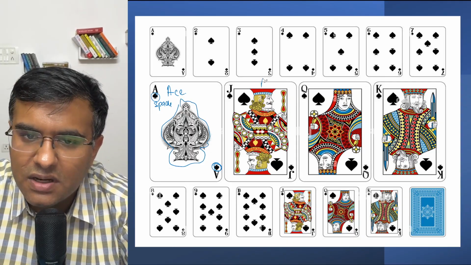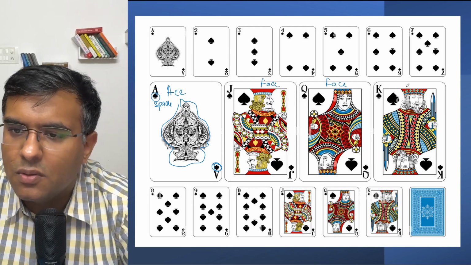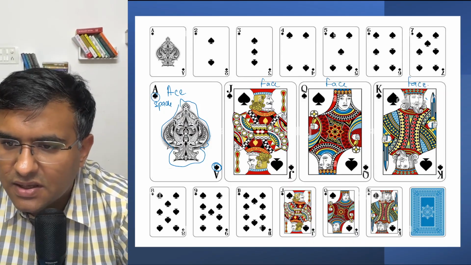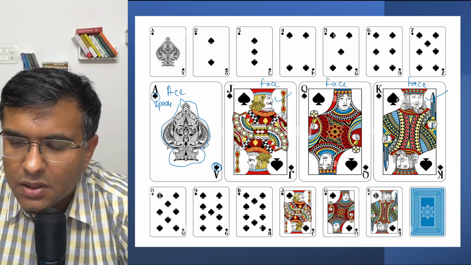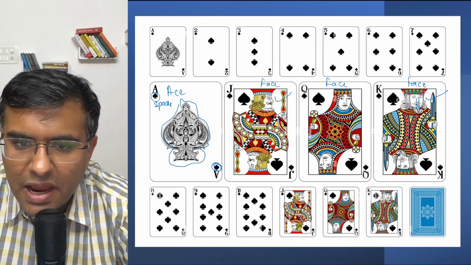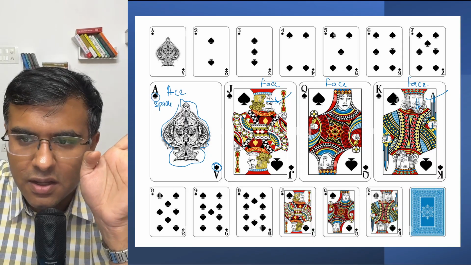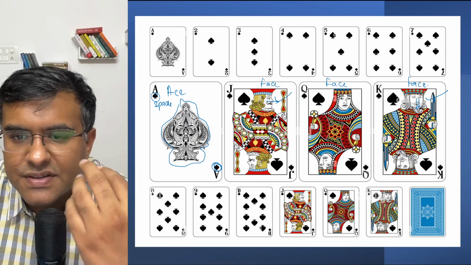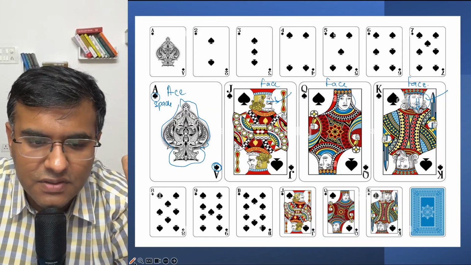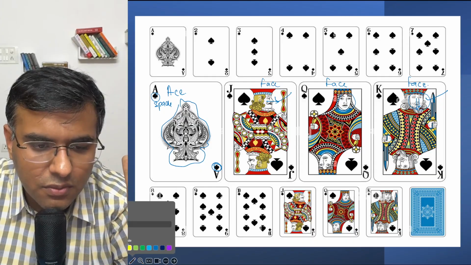Talking about the face cards, this is face card 1, this is face card 2, and this is face card 3. See, this is a king and this is a jack. The king would be looking straight, and for the jack you would see only half the face. You would see the entire face of the queen as well as the king. I'll just show it to you. Just give me a moment.